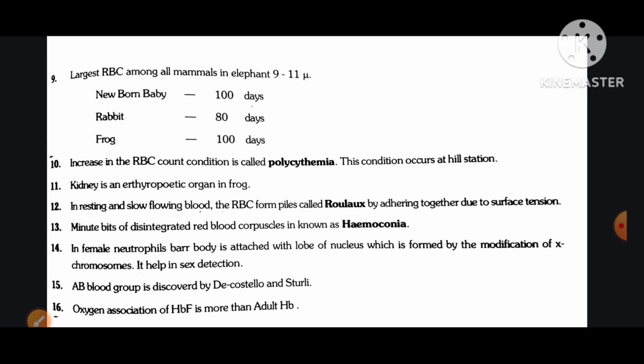In resting and slow flowing blood, the RBCs form piles called rouleaux by adhering together due to surface tension. Minute bits of disintegrated red blood corpuscles are known as hemoconia. In female neutrophils, there is a drumstick-shaped body attached with a lobe of the nucleus, which is formed by the modification of the X chromosome; it helps in sex detection. AB blood group was discovered by De Castello and Sturli. Oxygen association of fetal hemoglobin is more than adult hemoglobin.